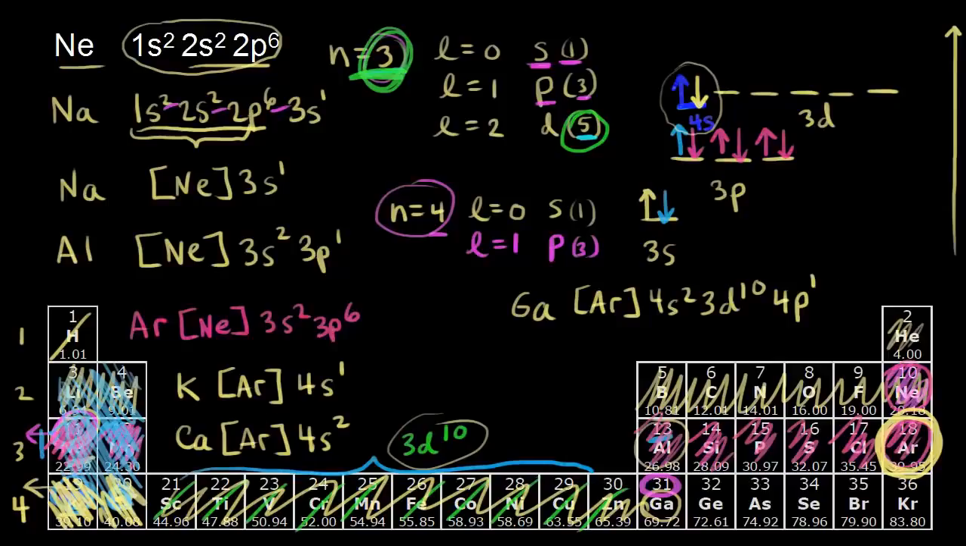Sometimes you might see the 3d10 and the 4s switched in terms of their order. So you might see 3d10, 4s2, 4p1, and it doesn't really matter how you do it. You'll see both ways done.